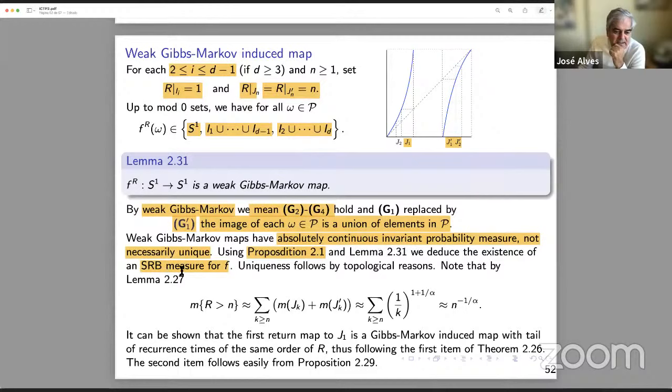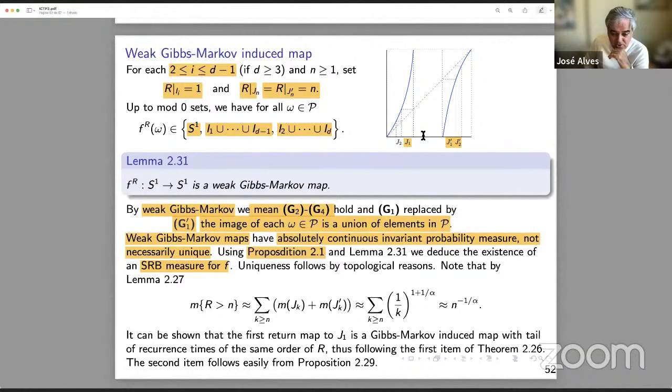Well, uniqueness. Even at the level of the induced map, we don't necessarily have uniqueness in general for Gibbs-Markov. So in general, Gibbs-Markov maps don't have a unique measure. But in this case we do, because we can use some topological properties: in some intervals, it goes to the whole interval S1 minus zero. And so we can use that information and deduce that the measure is unique, in fact.